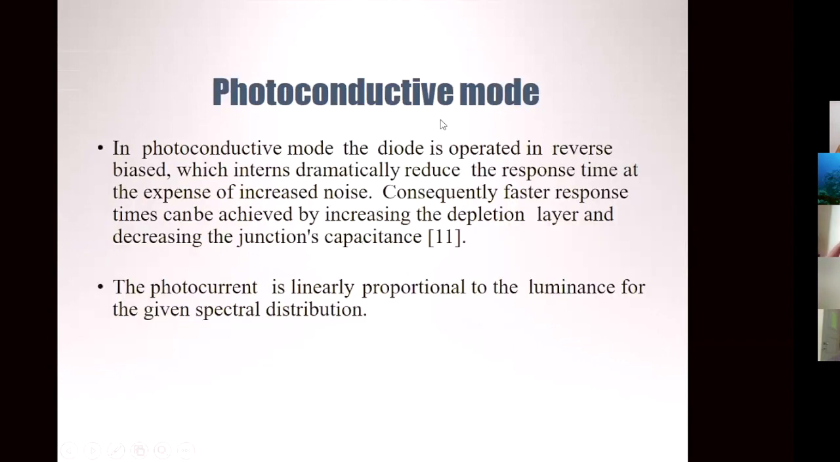Basically, photoconductive mode is a mode where the diode is operated in reverse bias, which in turn dramatically reduces the response time at the expense of increased noise. Consequently, faster response times can be achieved by increasing the depletion layer and decreasing the junction capacitance. And the photocurrent is linearly proportional to the luminance for the given spectral distribution. So this happens in photoconductive mode.